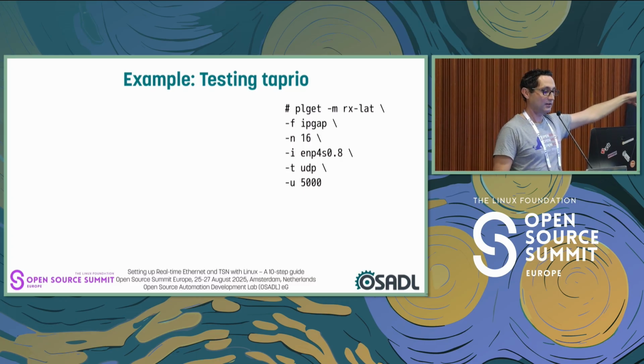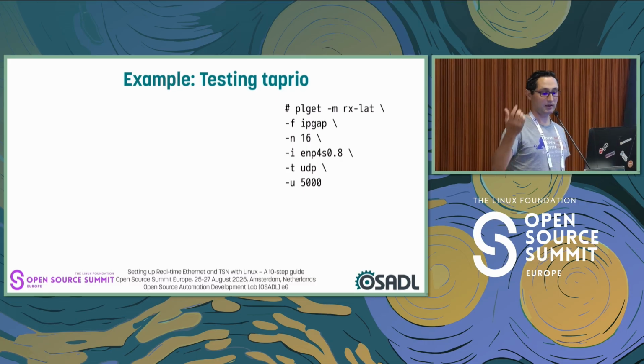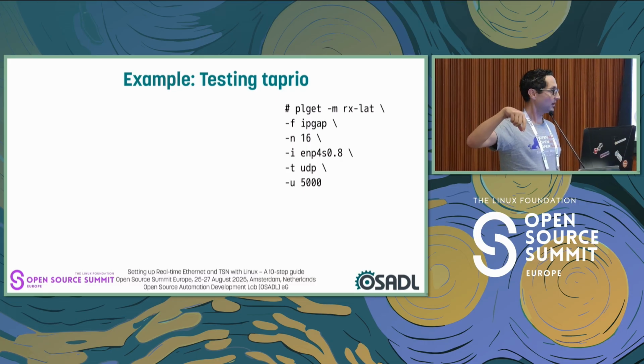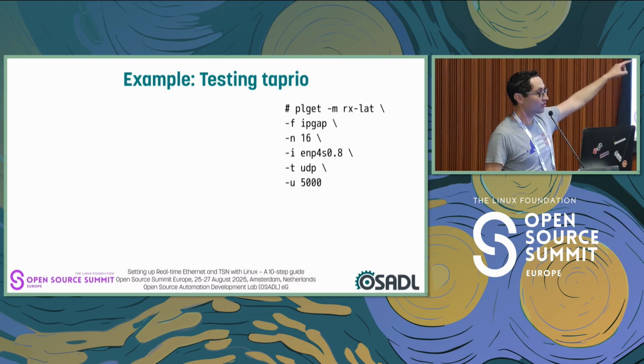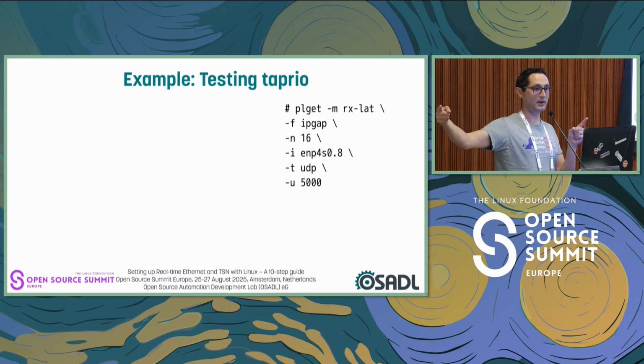I just tell plget, okay, I'm expecting incoming UDP traffic on port 5000 on a specific network interface, and I'm expecting 16 packets. After 16 packets, I'm going to stop the measurement. And with the IP gap option, I basically tell it I want to measure the delta between the incoming packets on that interface. This is pretty much what you could use to check if you're following the expected schedule.